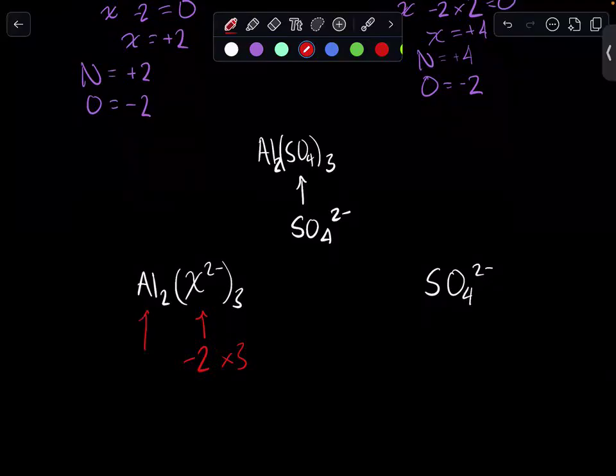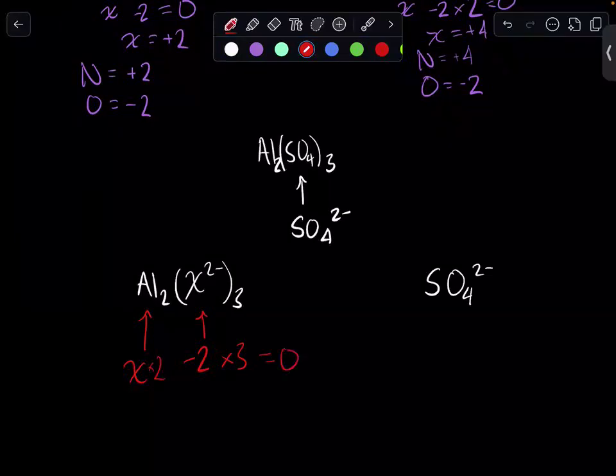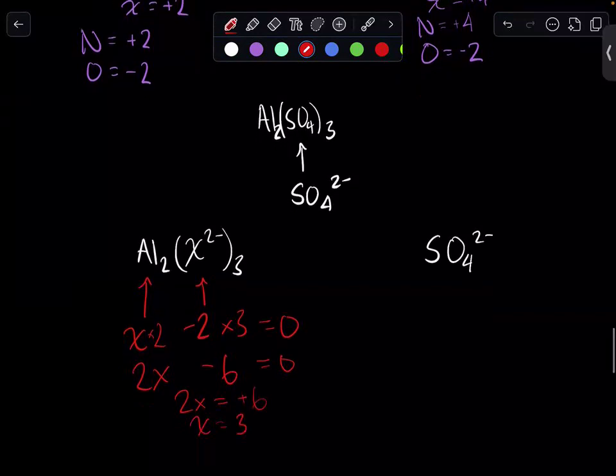And aluminum will be X, and we have 2 of them. And that's going to equal 0. So this is going to be -6. This is going to be 2X. That's going to be equal to 0. So 2X equals +6. X equals 3. So aluminum is equal to positive 3.